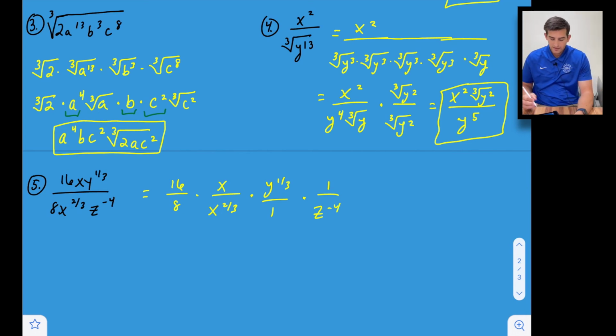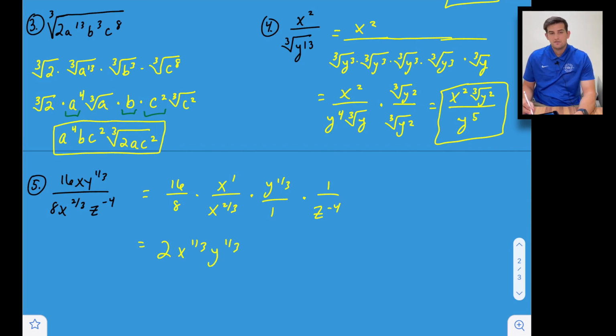So now let's just simplify each of these fractions. 16 divided by 8 is 2. x would be like x to the first. And now this is an exponent rule where we have the same bases and we're dividing, so we can subtract those exponents. So 1 minus 2/3 would be 1/3, so x to the 1/3. y to the 1/3, because we're not doing anything with that.